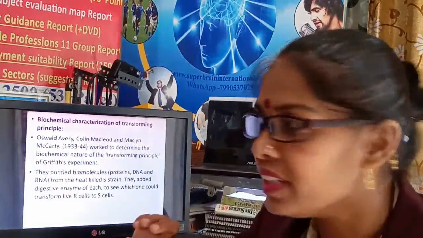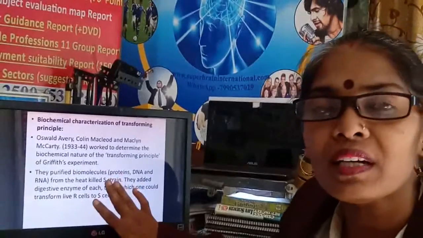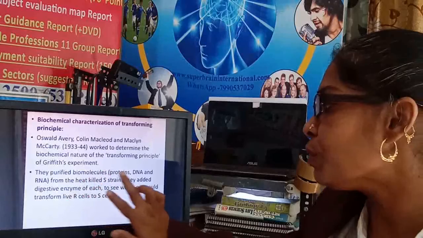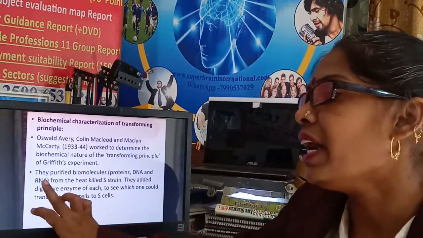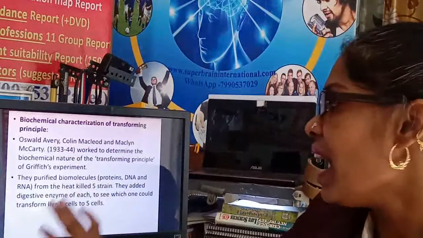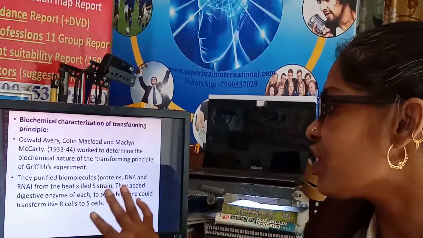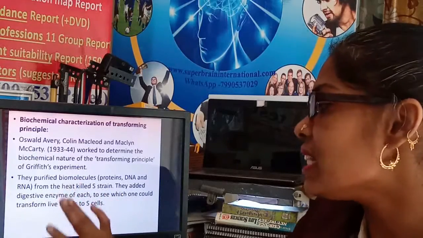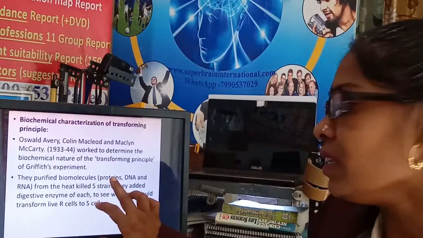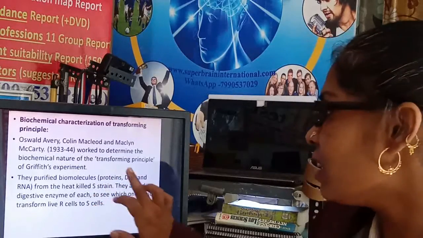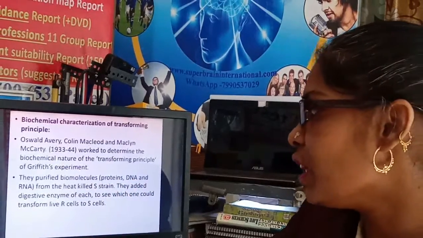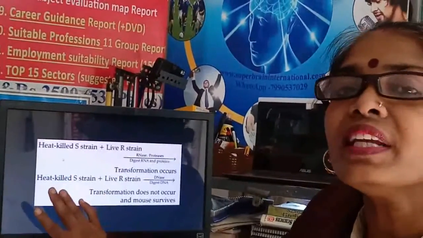For that, what they had done, they purified the biomolecules from these dead mice, that is biomolecules like protein, DNA and RNA. These three molecules they separated from that dead mice and heat-killed strain, and added digestive enzymes of each of these. The protein digestive enzyme is protease, the DNA digestive enzyme is DNase, and the RNA digestive enzyme is RNase. Now what result did they get?